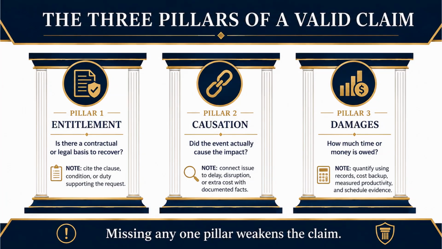Pillar 2, causation. Did the event actually cause the impact? This is the link, and it's the one that trips people up. It's not enough that a bad thing happened and you lost money. You have to prove the bad thing caused the loss. Say you're claiming a delay. You have to show that this specific event, the late owner decision, the differing condition, is what actually pushed your schedule, not your own crew problems or whether you'd have hit anyway.